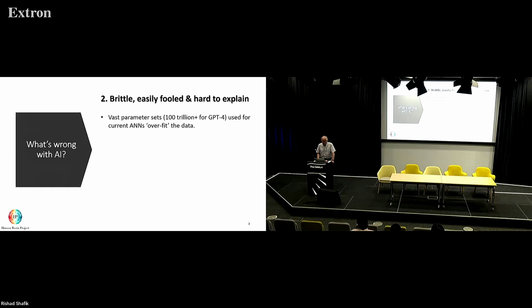And therefore it's overfitting. And if you make small changes to, for example, an image that you're asking the system to classify, then you can break the system quite badly.